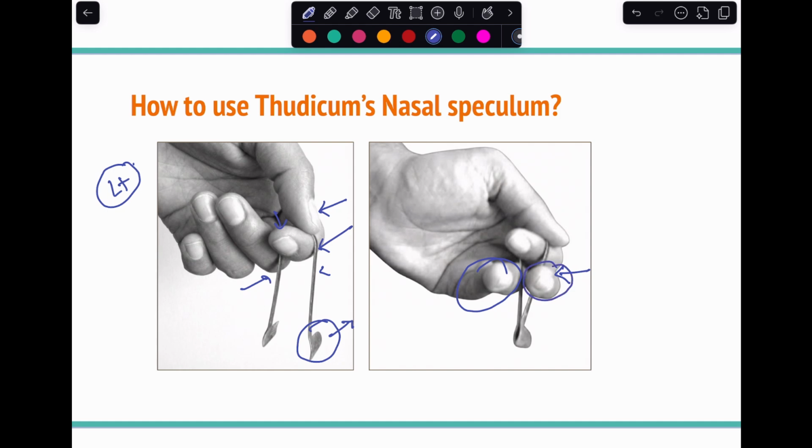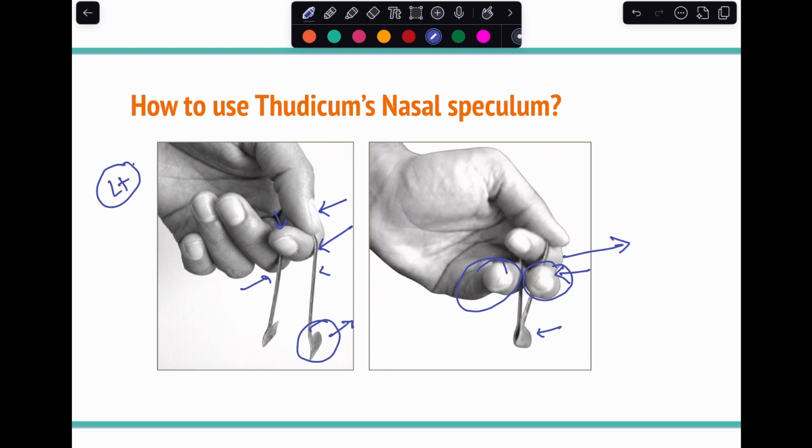So once you close the two blades together like this, and then you introduce the thoticum nasal speculum with its blades closed into the nose, and then gently open it up while you release the spring action with the help of these two fingers.